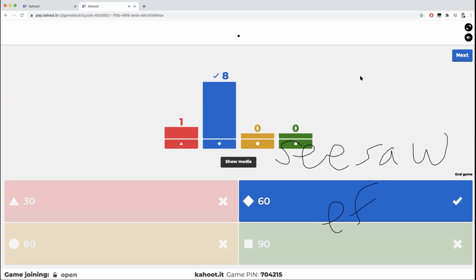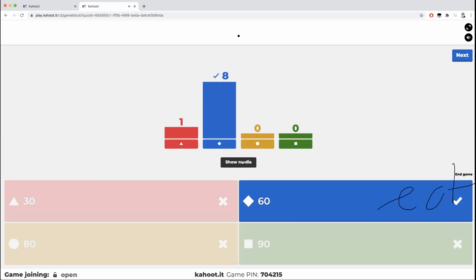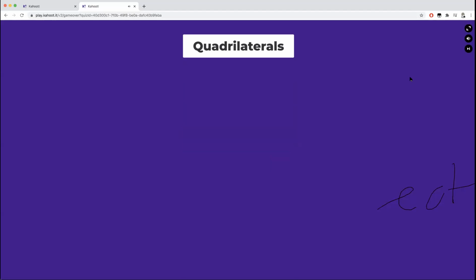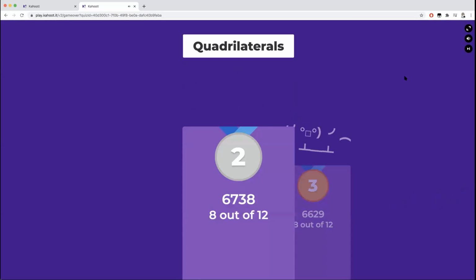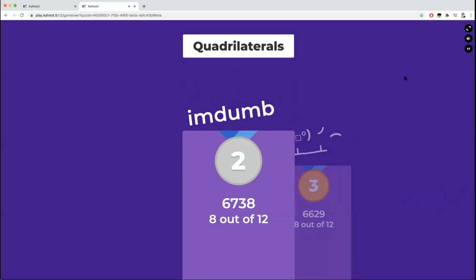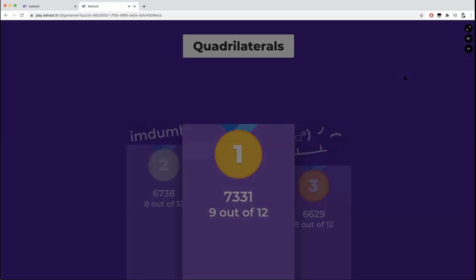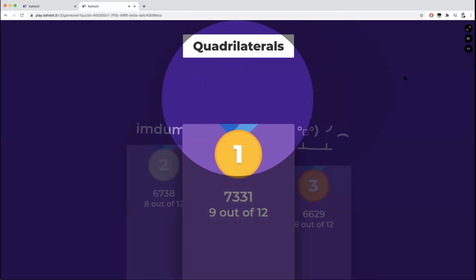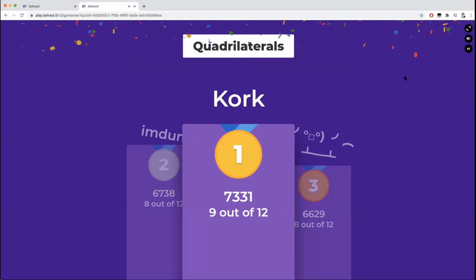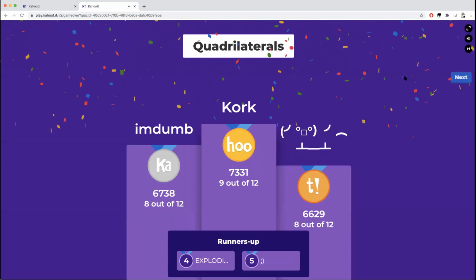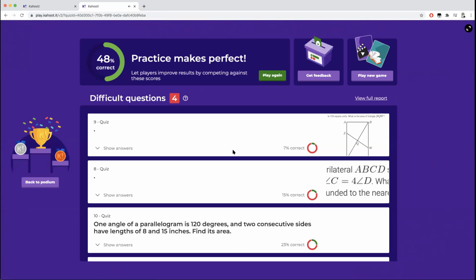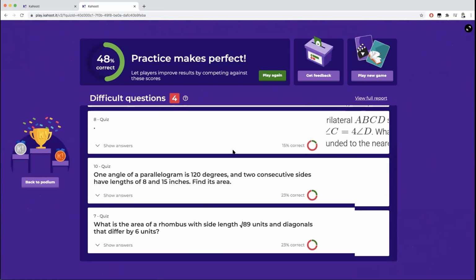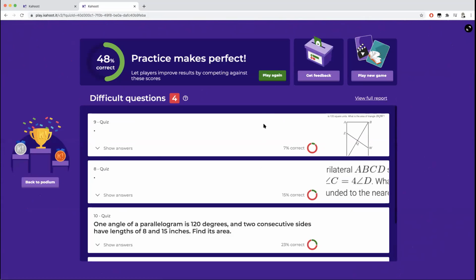Wow. Most of you got it correct. Working table is number 3. Number 2. And we have percent. It's actually pretty decent.